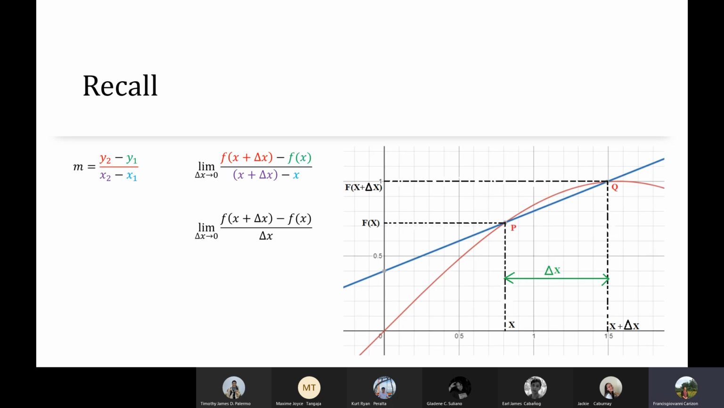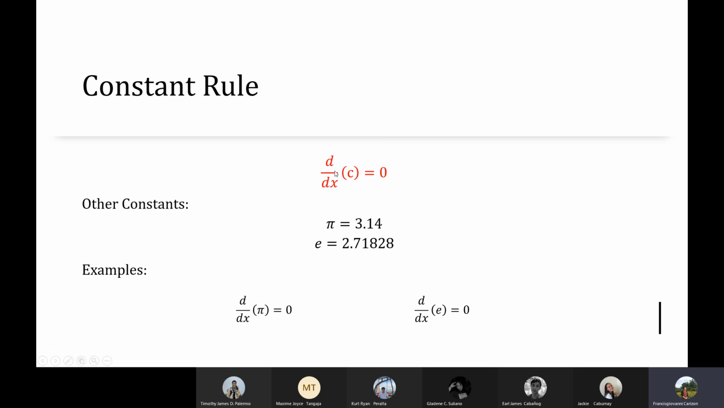Next are the rules of differentiation, first is the constant rule, which is simple. The derivative of any constant is equal to 0. The tricky part is pi and e, which most students find difficult because they treat them as variables, so they get confused about the derivative. For example, the derivative of pi, some make it 1 because they think it has the same value as x. But pi and e are constants.